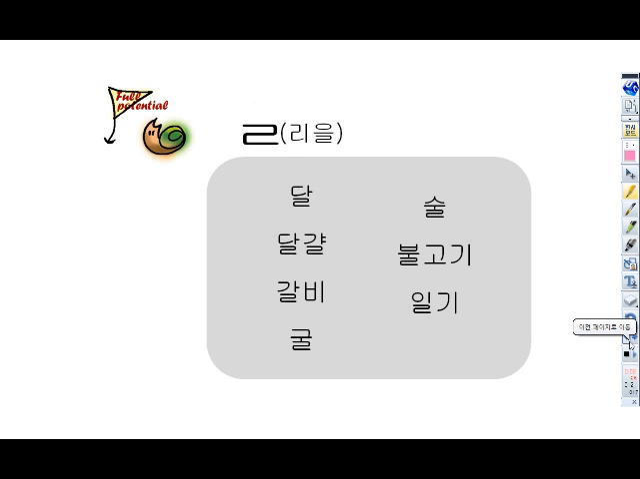This is 리을. The sounds are 달, 달걀, 갈비, 굴, 술, 불고기, 일기. I'll read them faster. 달, 달걀, 갈비, 굴, 술, 불고기, 일기.